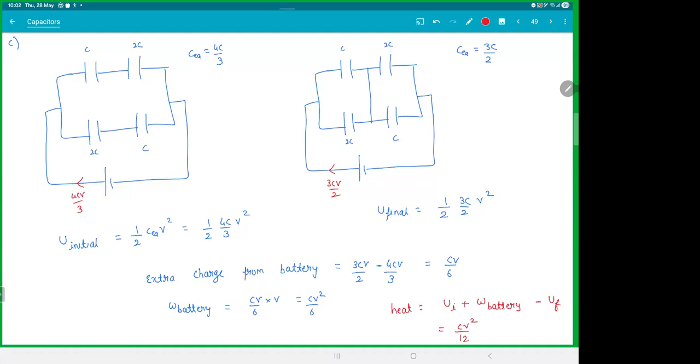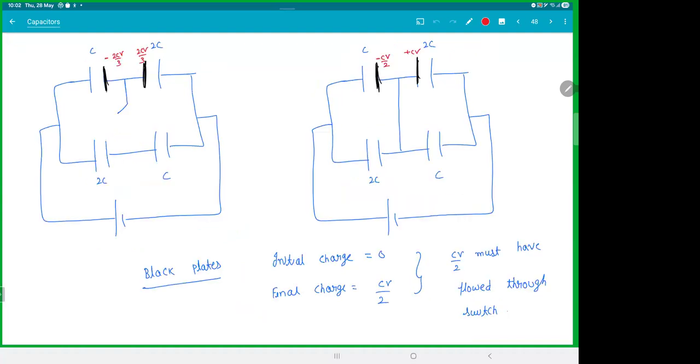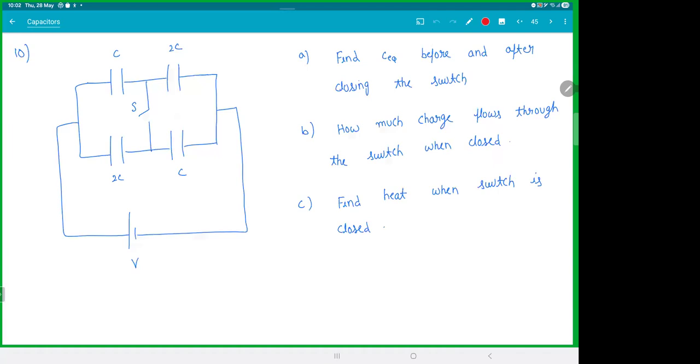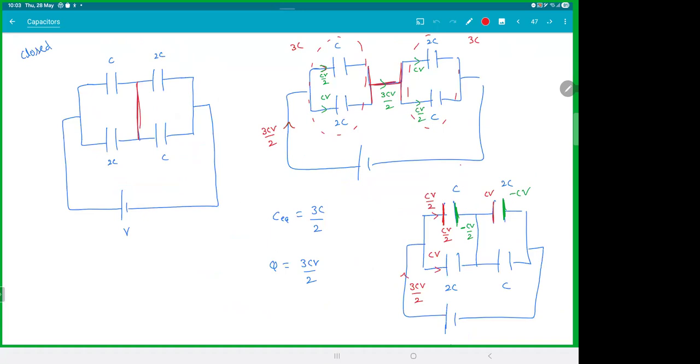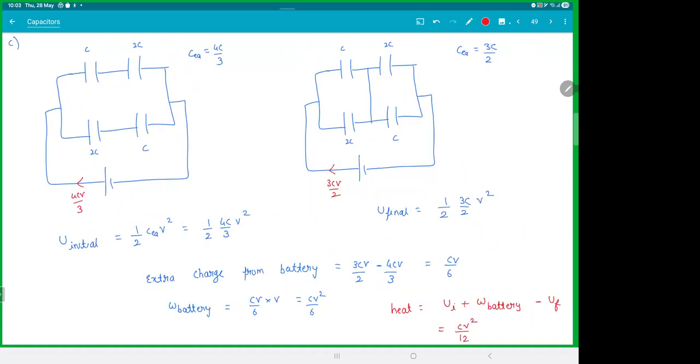Is this clear, everyone? The question looks very innocent, but you can see how many things are there. Just closing the switch can create this many problems. If this was a simple mains level question, they would ask you to find C equivalent before and after. They want to torture you a bit. They will ask you to find the charge flown through the switch. If they ask you heat produced, it'll still be an advanced question, but easy to moderate level. You have to do a little work, but it's a good one.